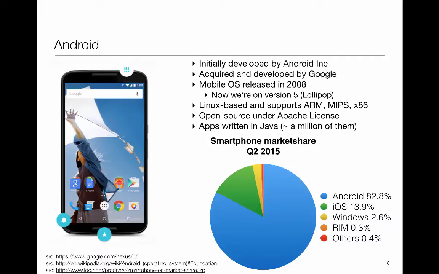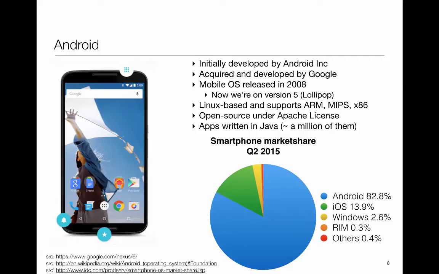Android was initially developed by a startup called Android, and it was then acquired and developed by Google after that. The first OS was released in 2008. This is a little bit out of date right now. Now we are actually at version 6, which is called Marshmallow. It is a Linux-based operating system and supports all architectures, including ARM, MIPS, and x86, and it's also open source under the Apache license. So you can always go to the Android website and download the source code and play with it if you like.